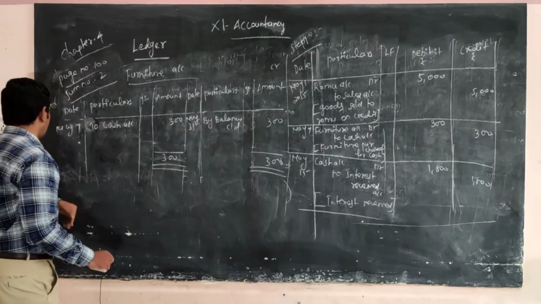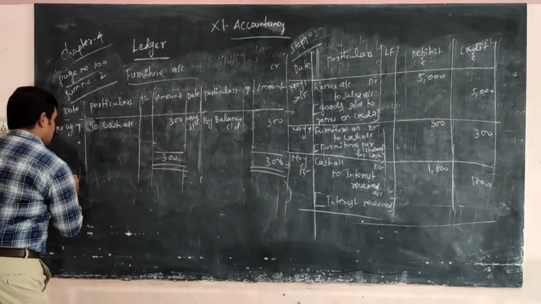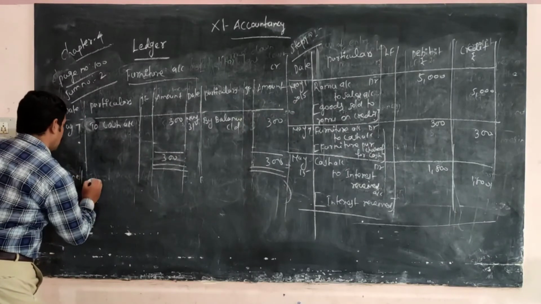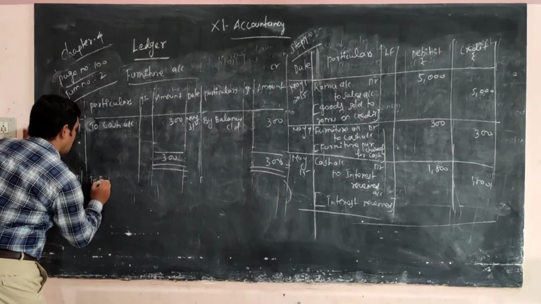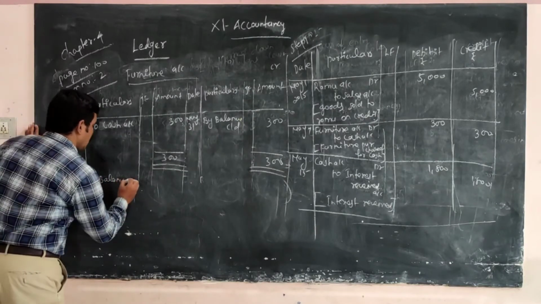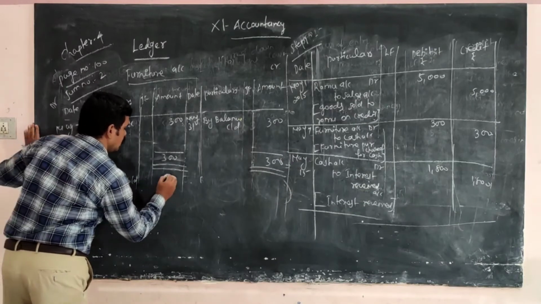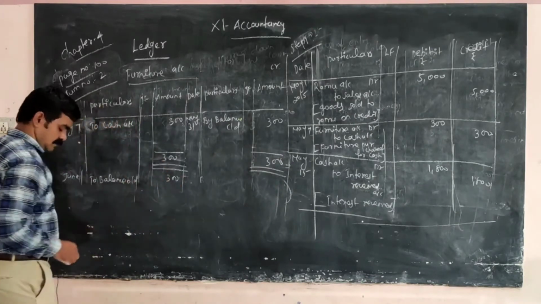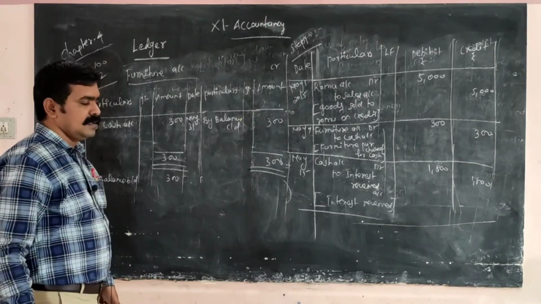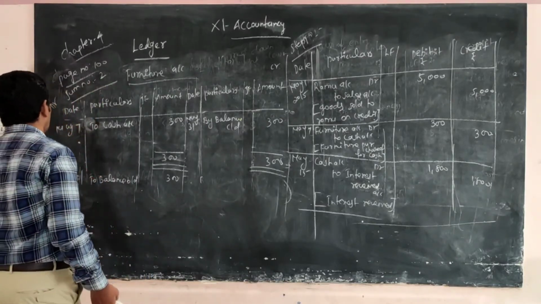Then now going to here. June 1 to balance brought down 300. Okay, so furniture account is over. Now cash account.